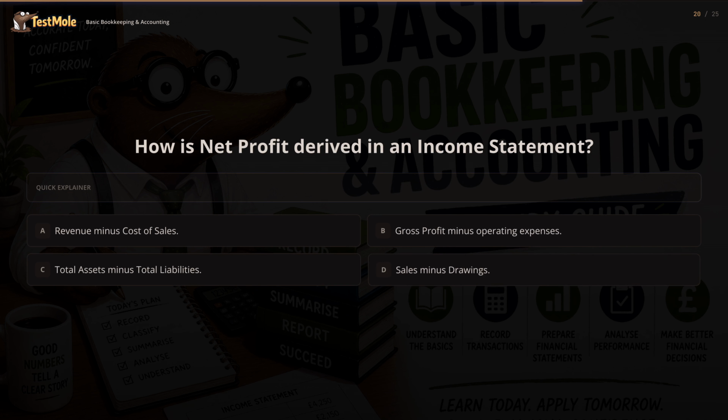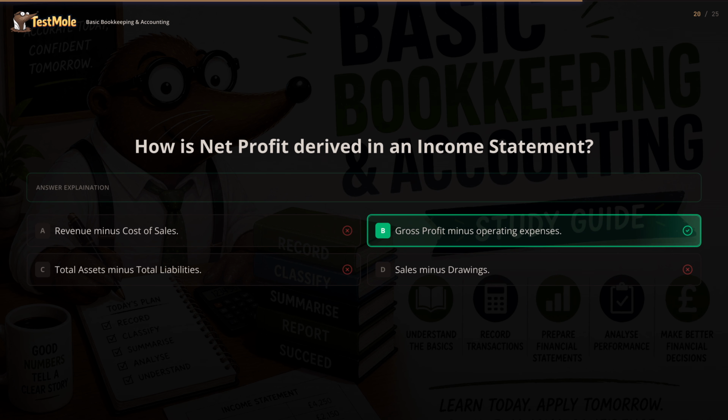Here are the options. A. Revenue minus cost of sales. B. Gross profit minus operating expenses. C. Total assets minus total liabilities. D. Sales minus drawings. The answer is B.